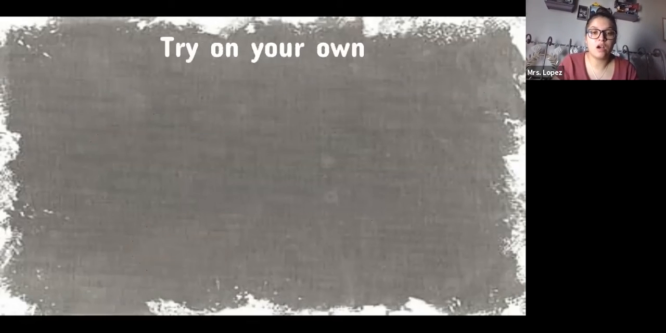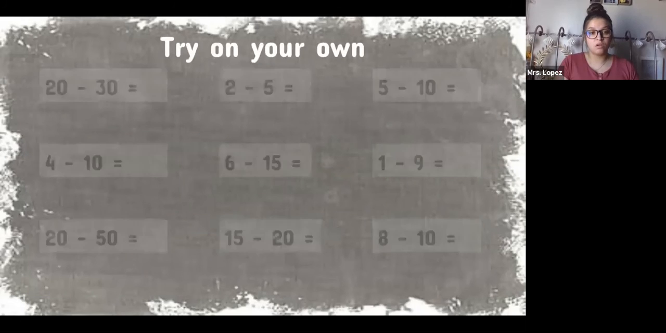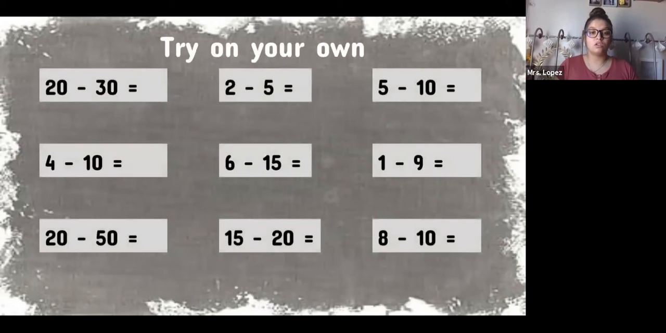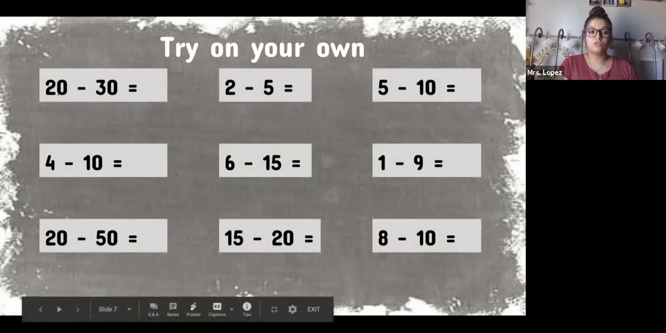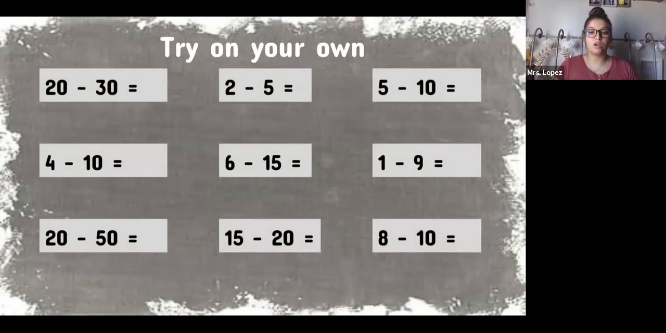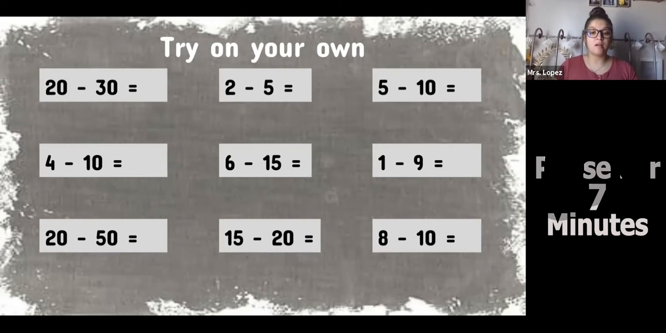So now we have our try on your own. I want you to pause the video, and I want you to practice these. Do 20 minus 30. What are you going to get? Or 2 minus 5. What are you going to get? 5 minus 10. What are you going to get? So pause the video for 7 minutes to finish out these problems, and we'll be back and we'll go through the answers.